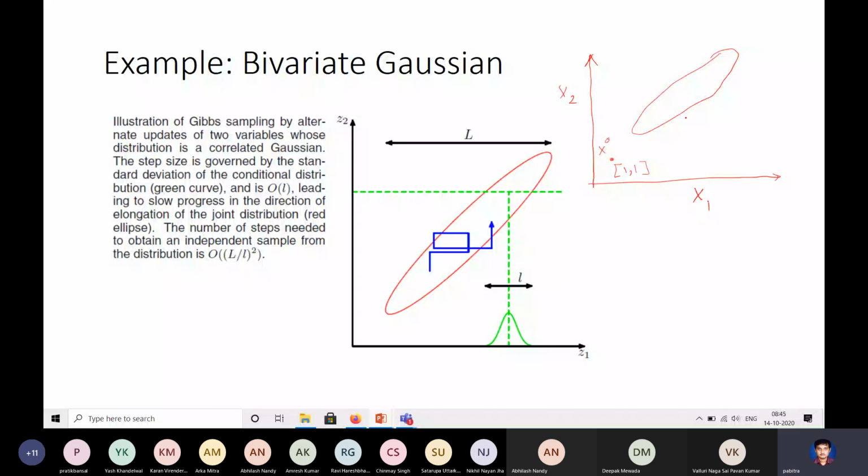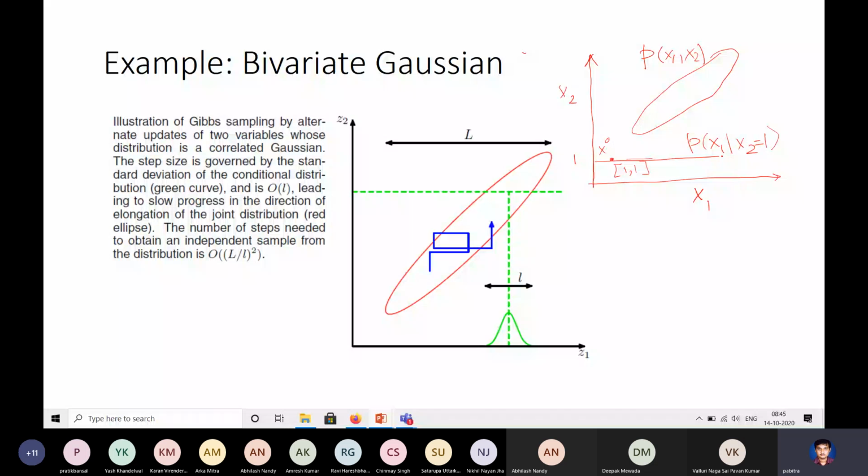Okay, so what will be my transition matrix? First look at X1. This is my target distribution P(X1, X2). So what will be my transition probability for the new step? It will be P(X1 given X2 equal to 1). So let us see what is P(X1 given X2 equal to 1). X2 equal to 1 means, let's say this is 1. So I am fixing X2 here.